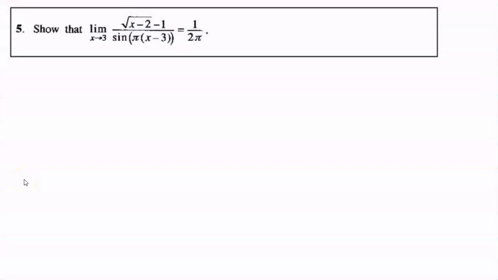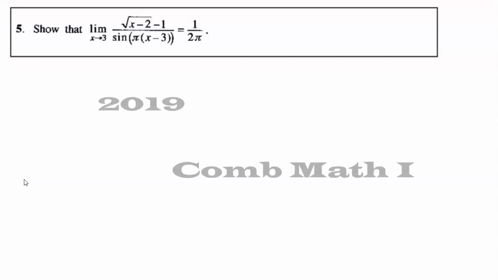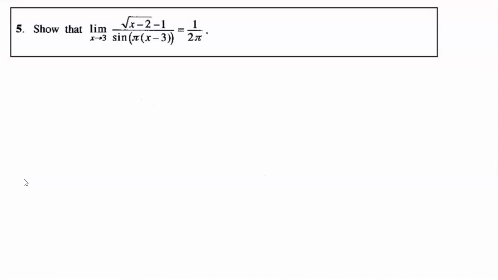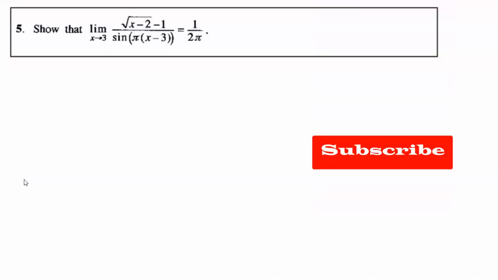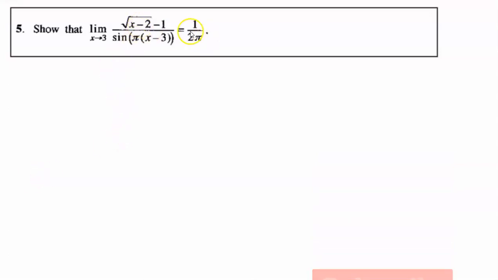You're having an amazing day. We are going to have a look at problem number 5 from the 2019 A-Level Combined Mathematics first paper. This one is about a limit. We have to show that the limit given in this is equal to 1 over 2 pi. Let's see how this is done.